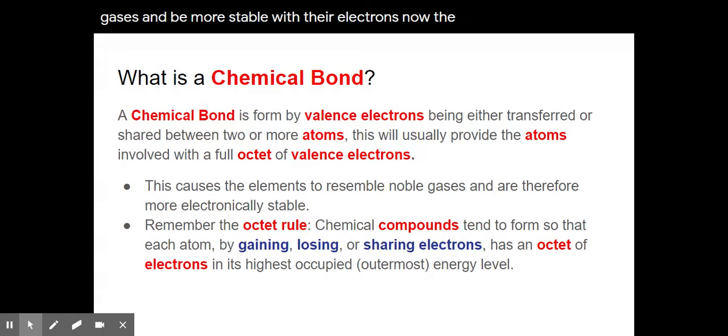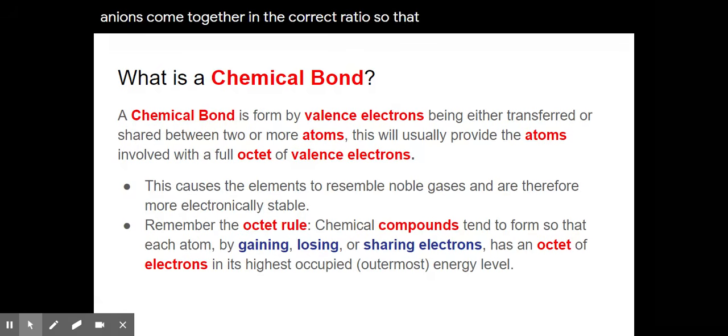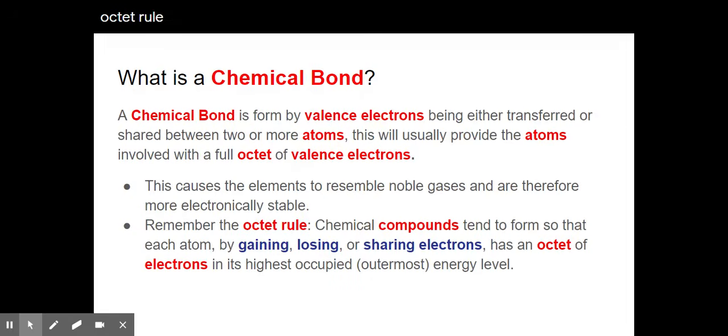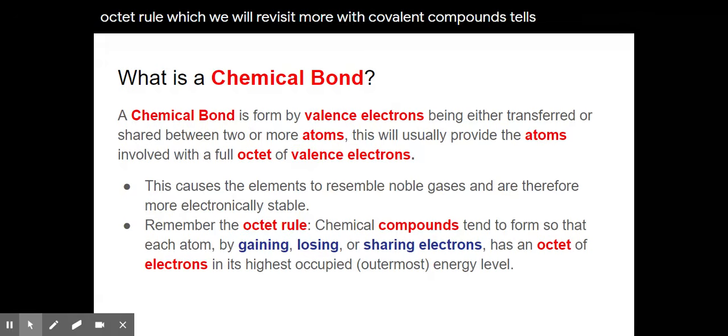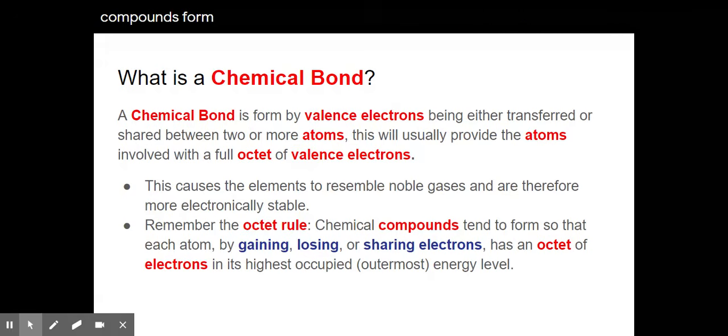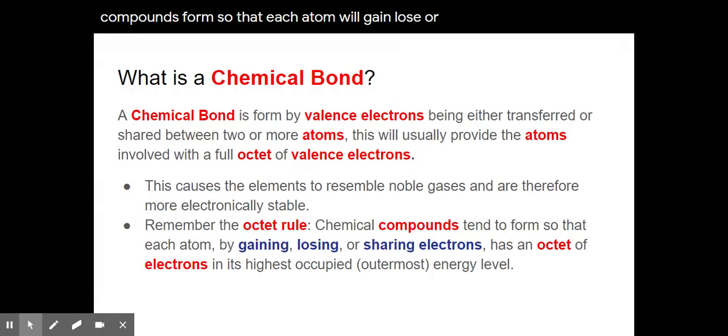Now, the octet rule is a variation of the rule of zero charge. The rule of zero charge tells us that cations and anions come together in the correct ratio so that we have no overall charge. The octet rule, which we will revisit more with covalent compounds, tells us that compounds form so that each atom will gain, lose, or share electrons to have 8 around it in its outermost energy level.